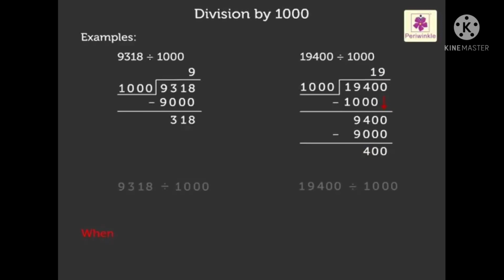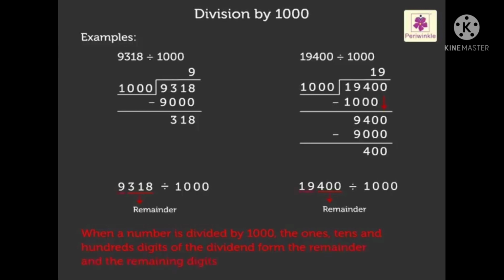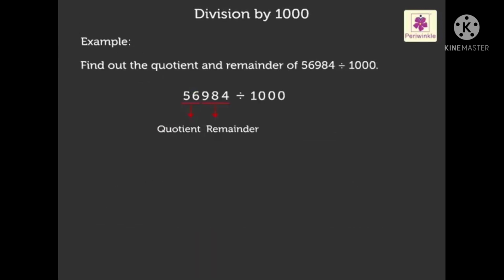Here, when we divided both the numbers by 1,000, the ones, tens and hundreds digits of the dividend formed the remainder, and the remaining digits formed the quotient.